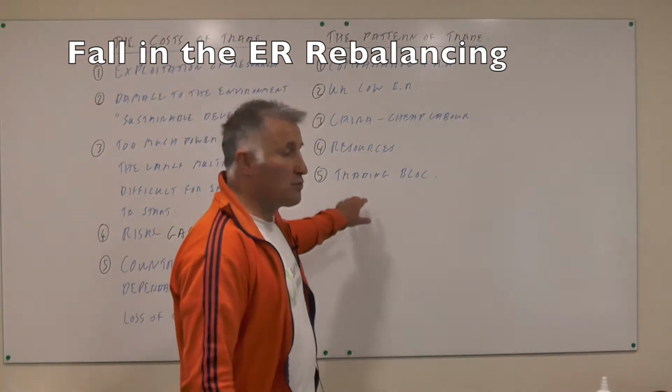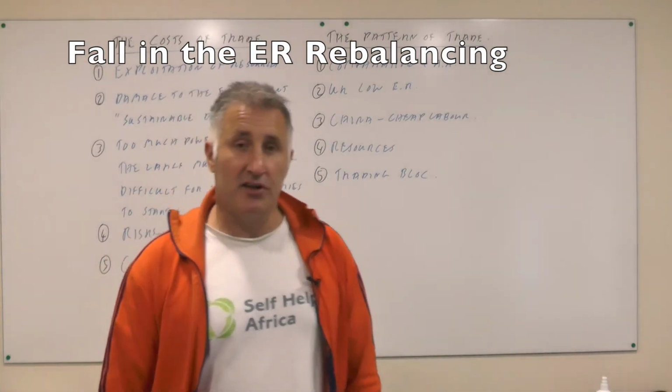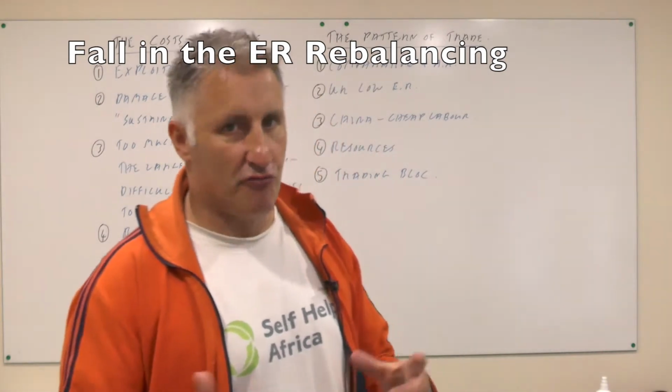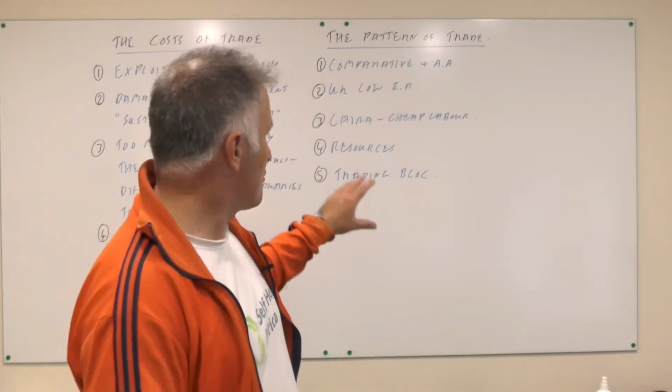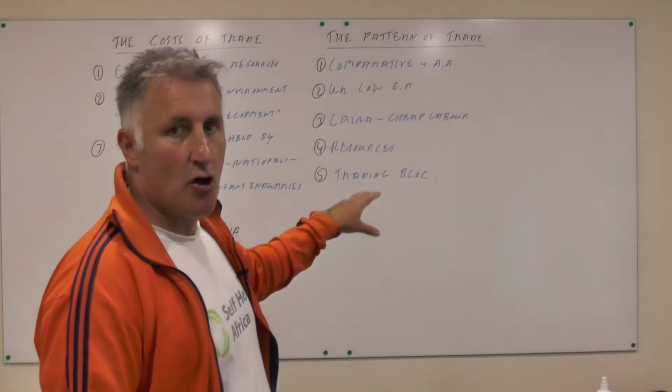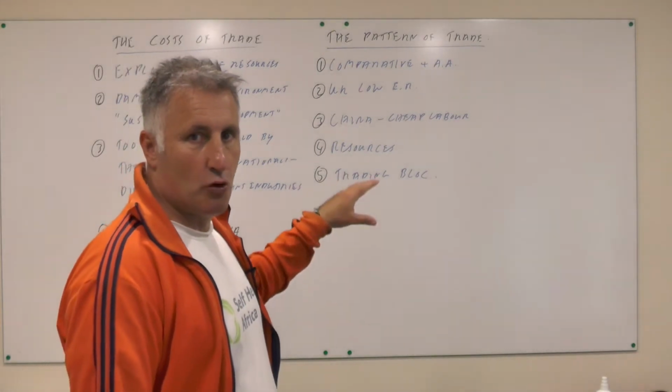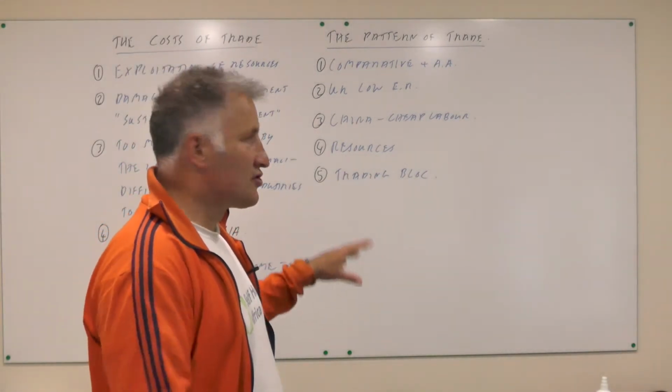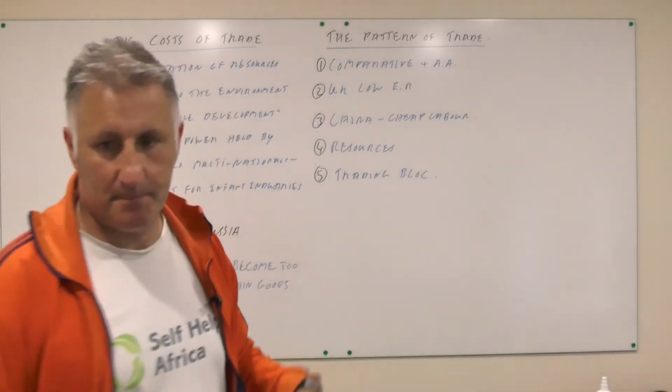And also it depends on which trading bloc you're in. So the UK does 50% of its trade with Europe. The reason why it does 50% of its trade with Europe is because we're in a trading bloc and it's a free trade area with no tariffs or quotas within that region. So that will also determine the pattern of trade.